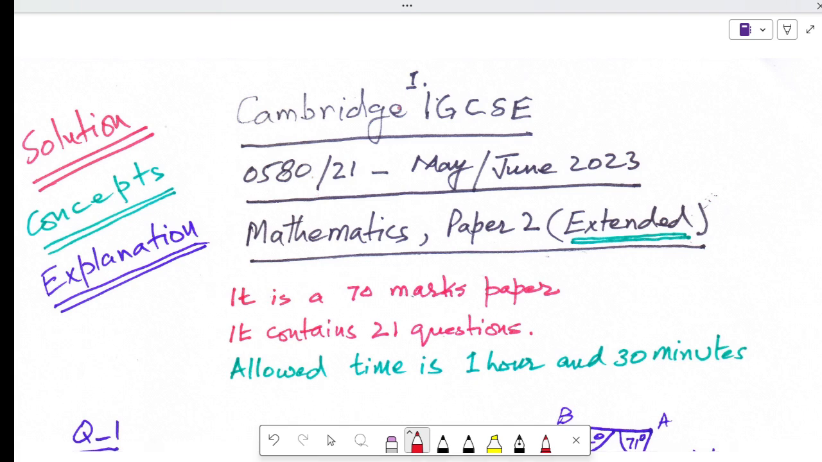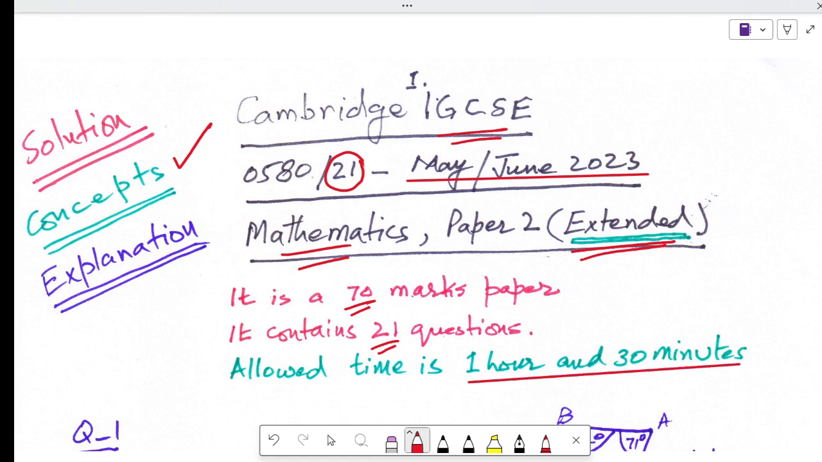Today I have started solving the extended paper for IGCSE Mathematics, and that paper is paper 21, May-June 2023, in which I am going to give the concepts as well. It is a 70 marks paper. It contains 21 questions, and the time allowed is 1 hour and 30 minutes.